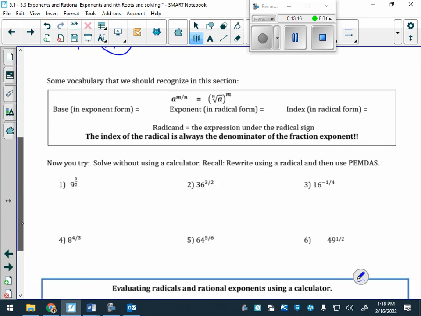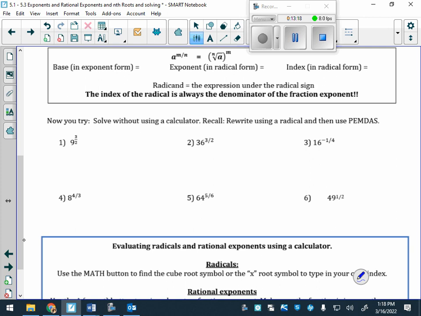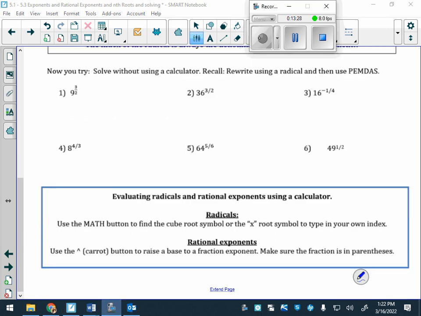Okay, so since you guys went through, did those 4 practice problems up top, I want you to try to evaluate 1 through 6. Go ahead. All right, number 1, what do we have?